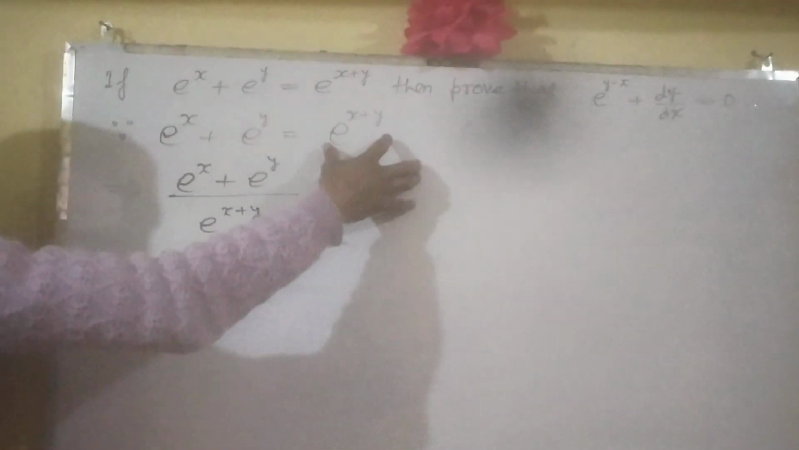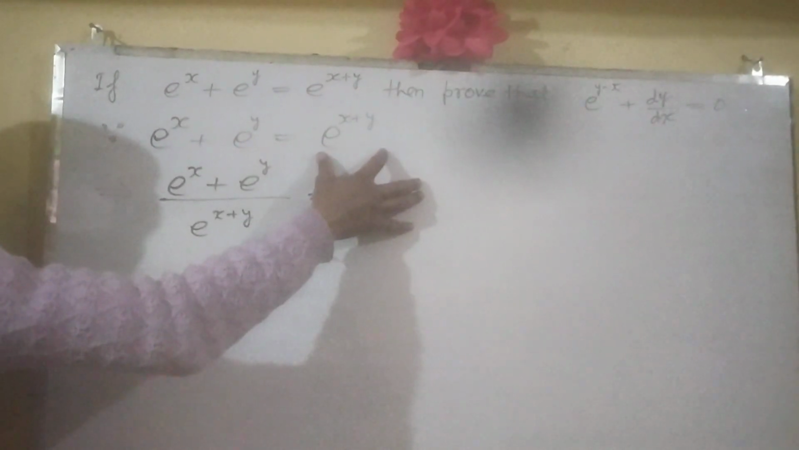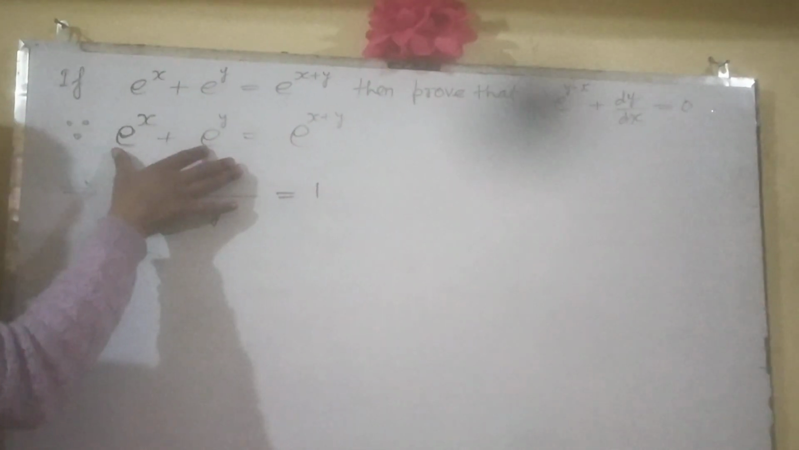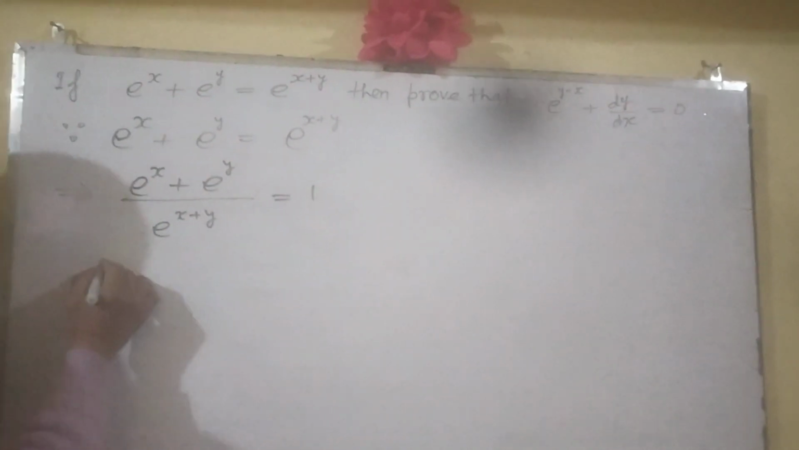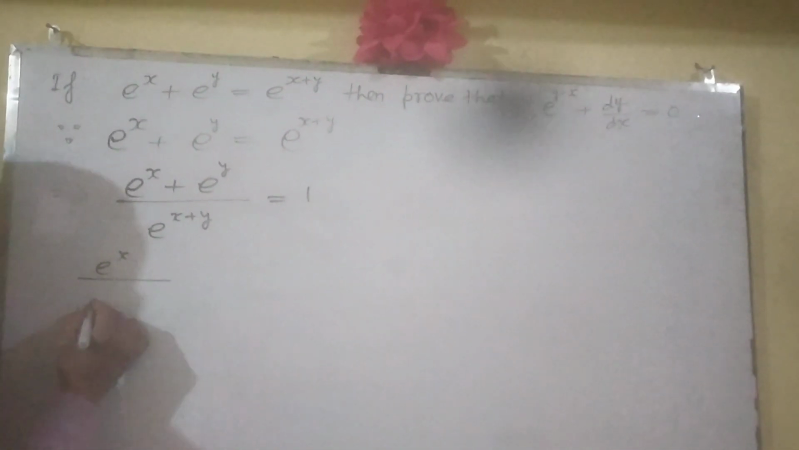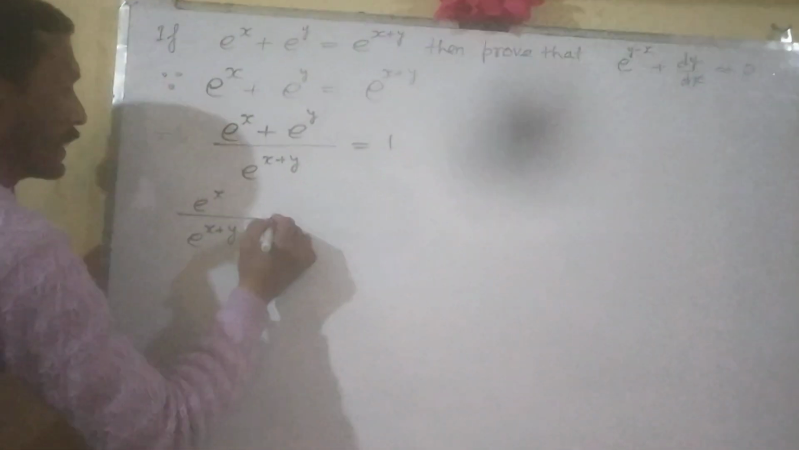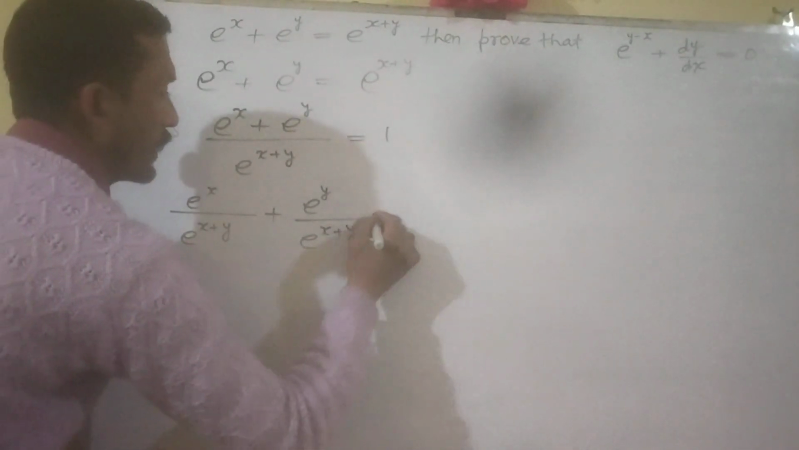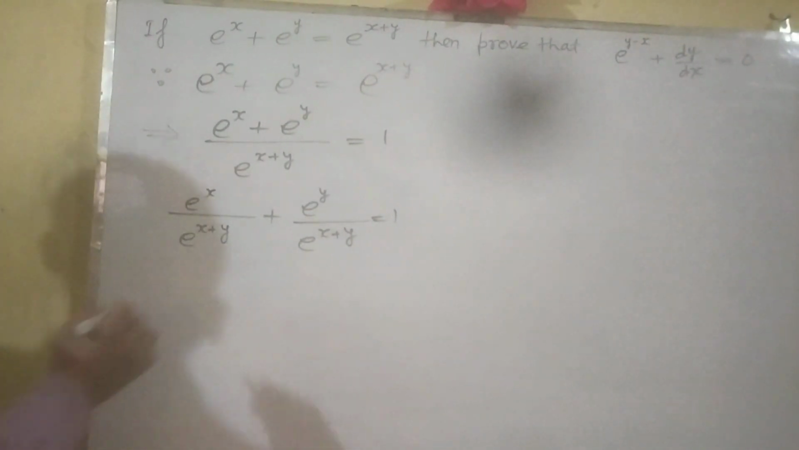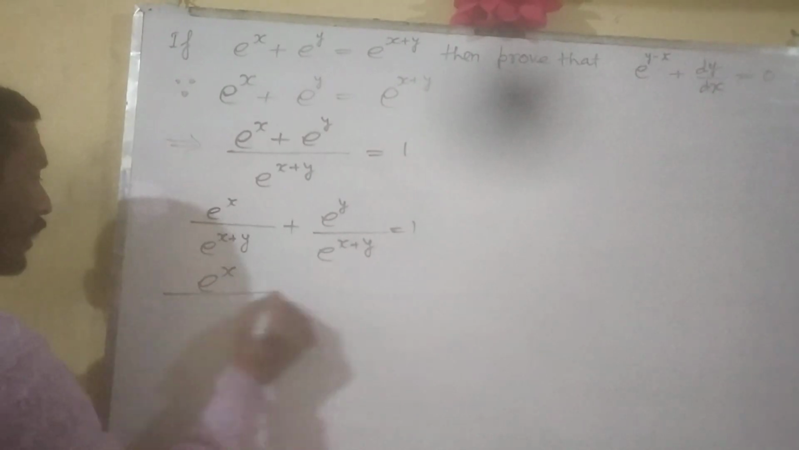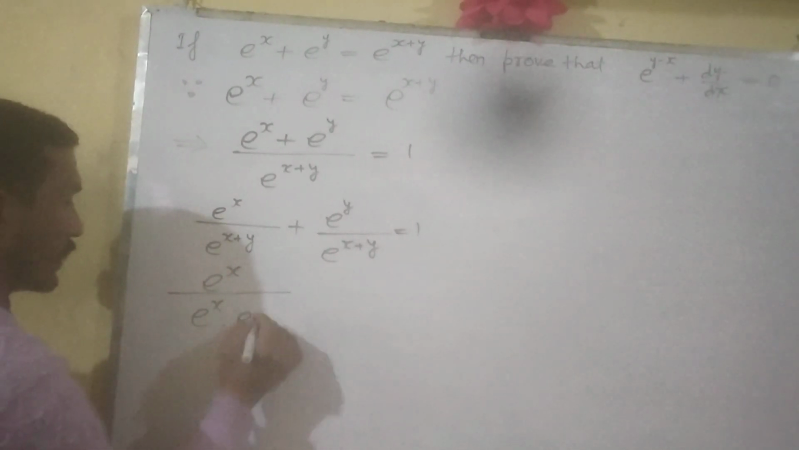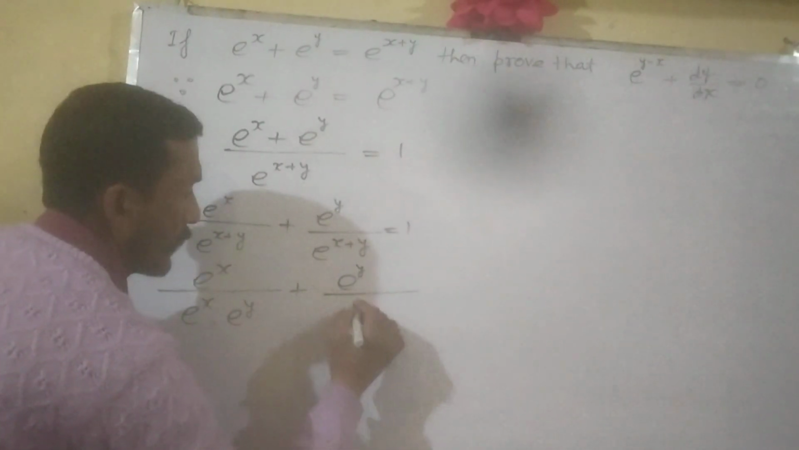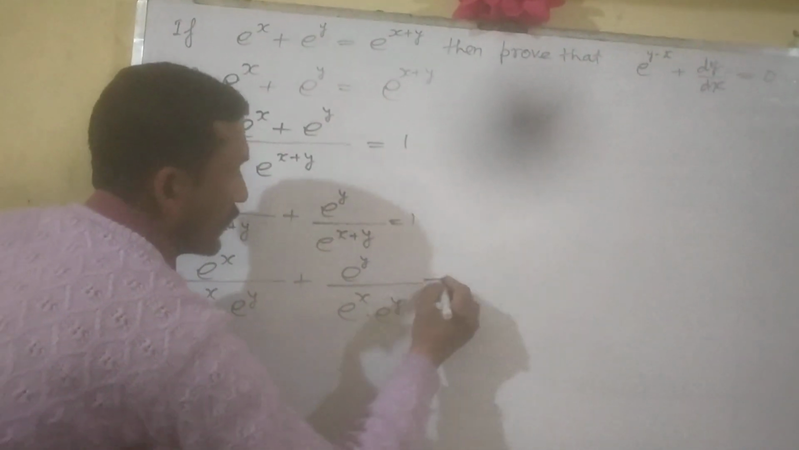Divide both sides by e to the power x plus y. Here also divide by e to the power x plus y, equals 1. Now separate: e to the power x upon e to the power x plus y plus e to the power y upon e to the power x plus y equals 1. That is, e to the power x upon e to the power x into e to the power y plus e to the power y upon e to the power x into e to the power y equals 1.